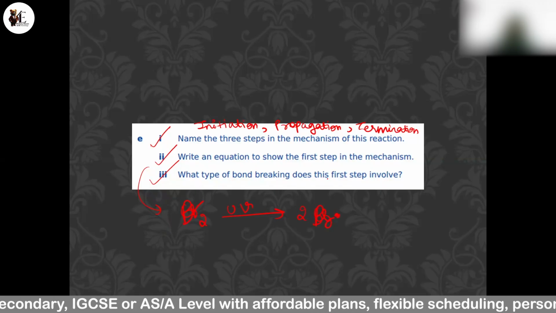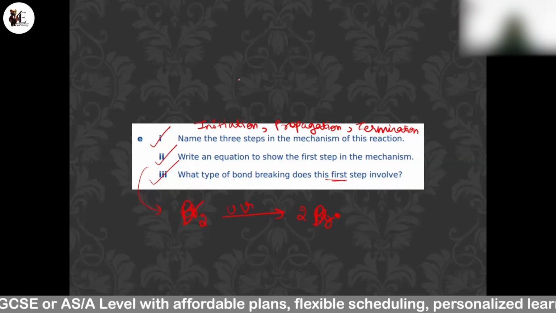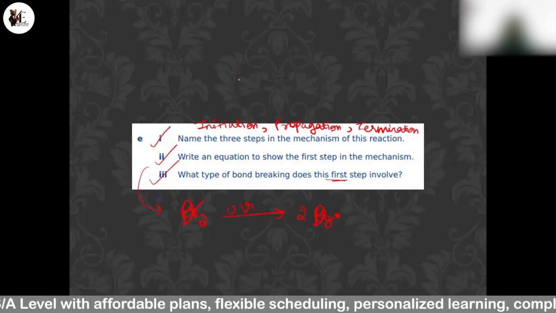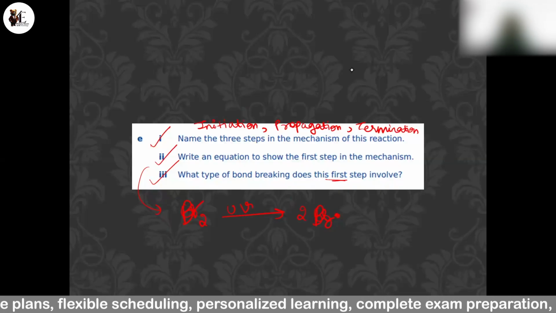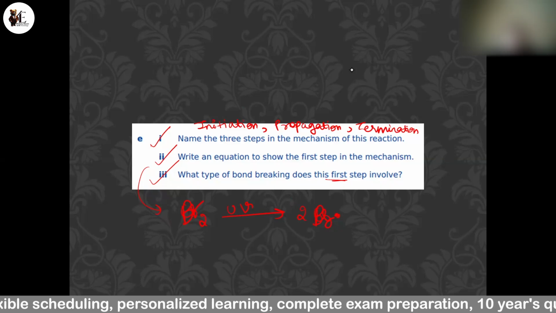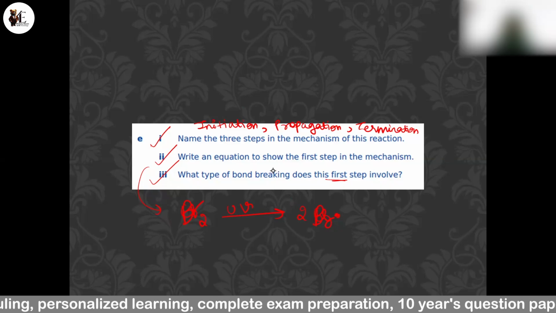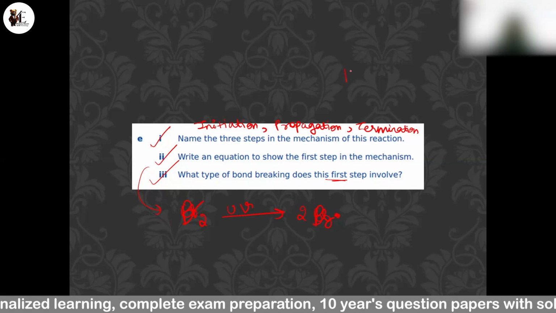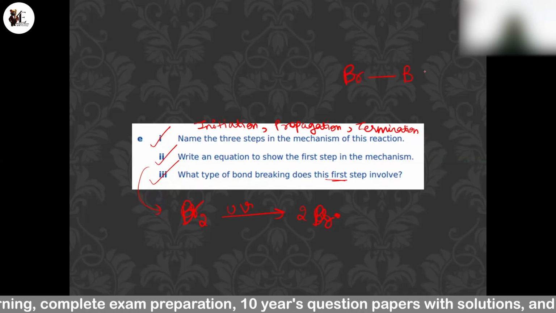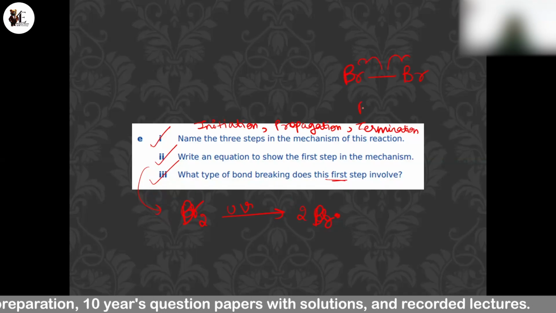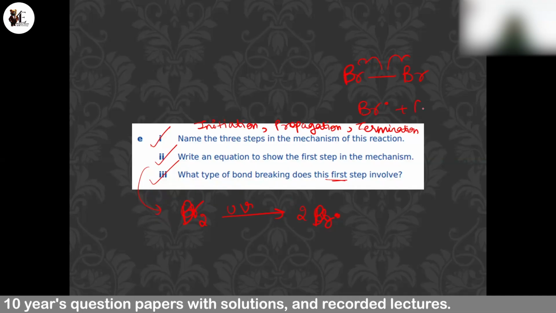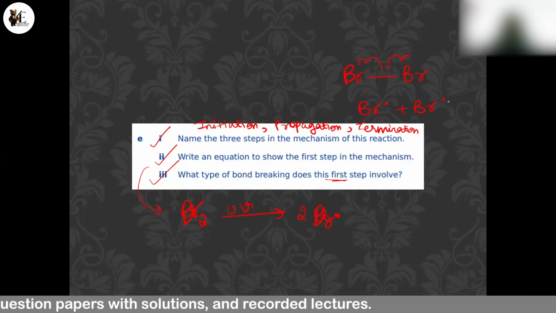What type of bond breaking does this first step involve? Homolytic fission. Yes, it is homolytic fission. Bromine and bromine, since it is non-polar, so we can make fish-hook curved arrows, and we have bromine radical plus bromine radical, or we can say 2 bromine free radicals.